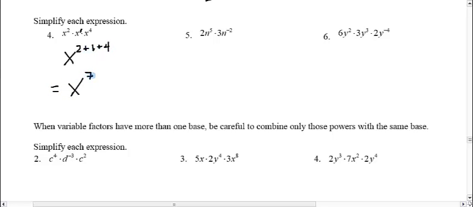Okay, let's see one with like bases and coefficients. So this is our first introduction to coefficients.